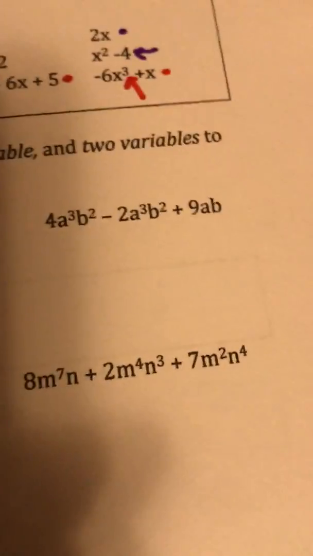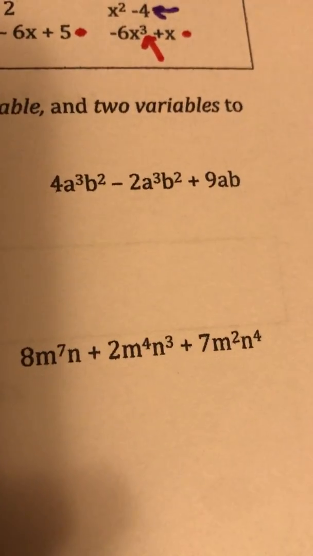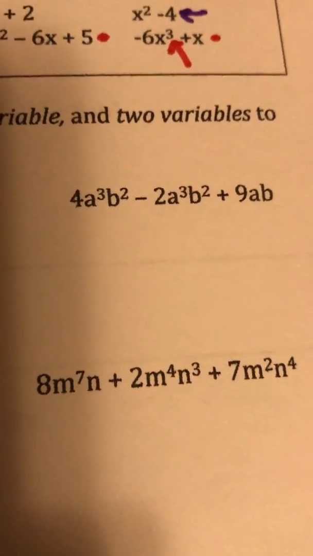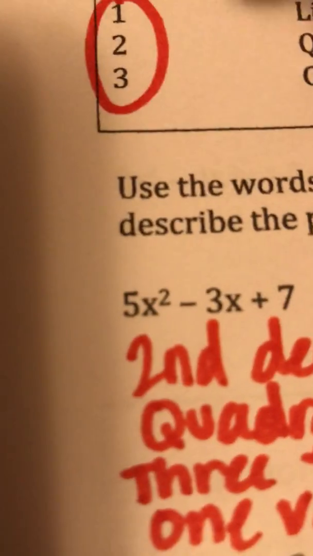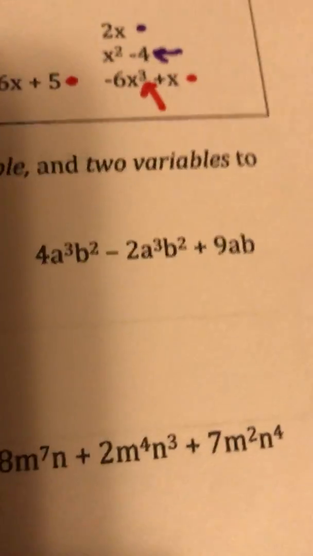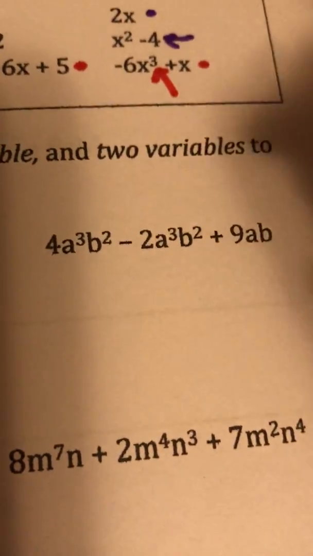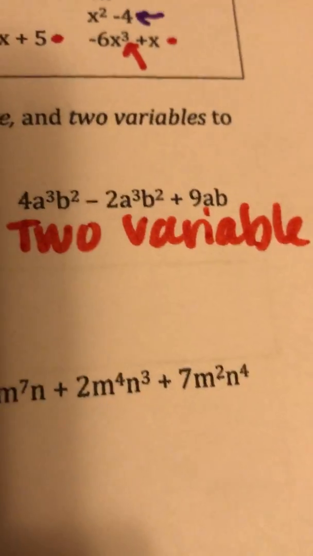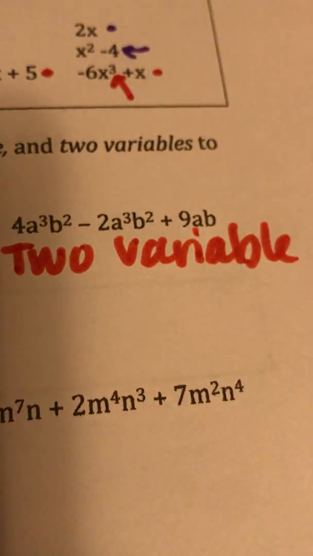Let's go to this one over here. Okay. Now, if we're looking at the degree of the polynomial here, these other ones, we had the degree identified just on one variable. Okay. So we look over here, automatically we can see that this is a 2 variable polynomial. Okay, because we have 2 variables. We have a and we have b.